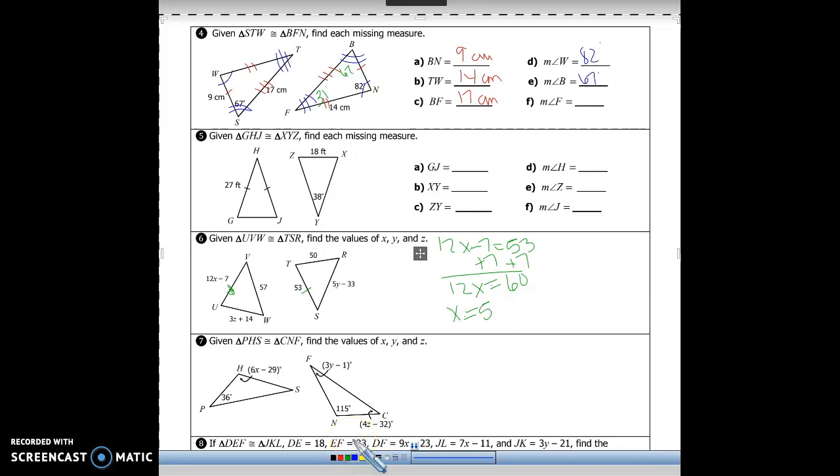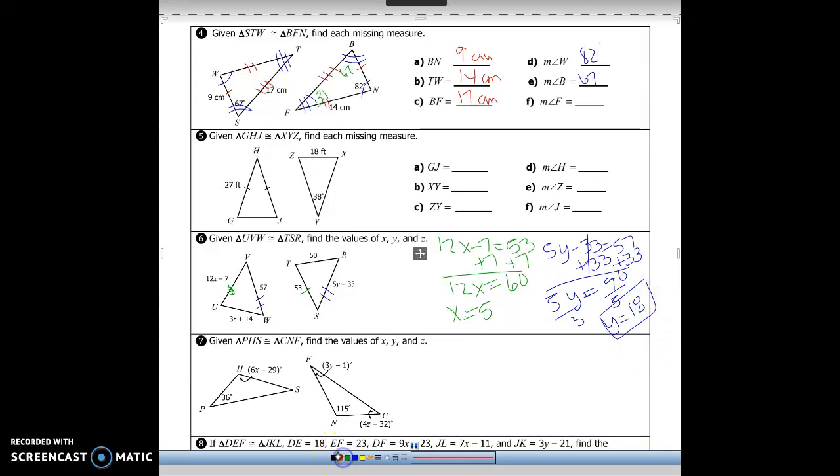Now the y. Y is here on RS. It is congruent to WV, which is 57. So I can do the same thing. 5y minus 33 equals 57. Add the 33. 5y is going to equal 90. Divide by 5. So y equals 18.